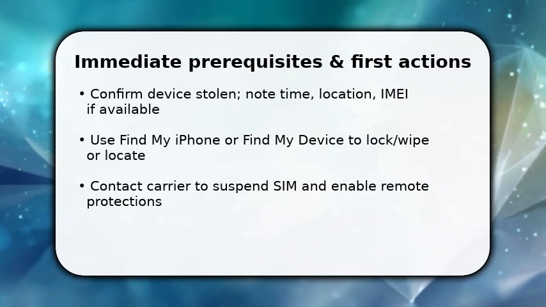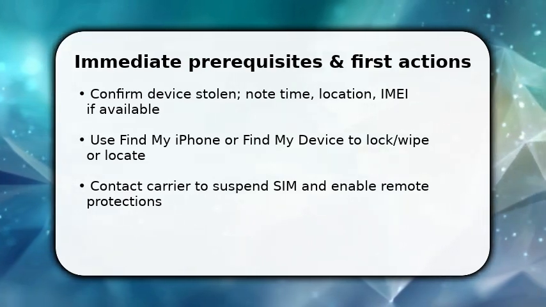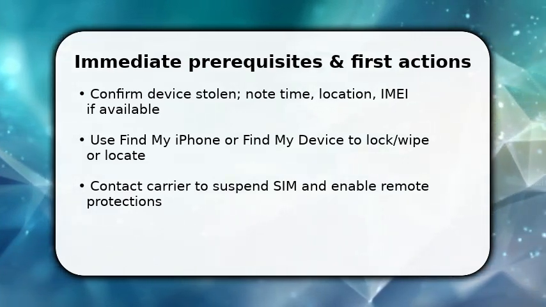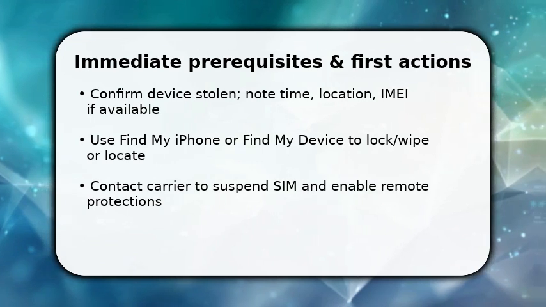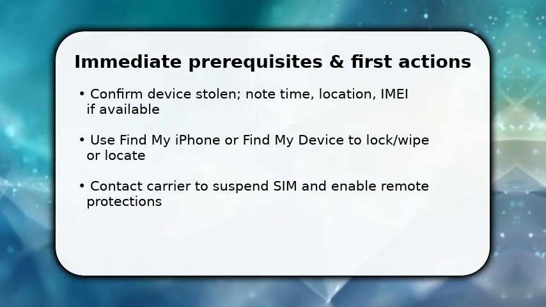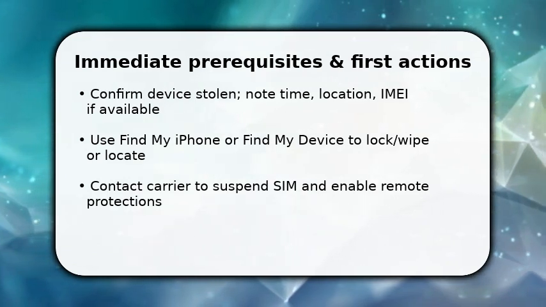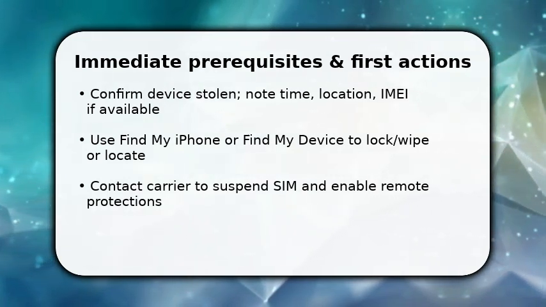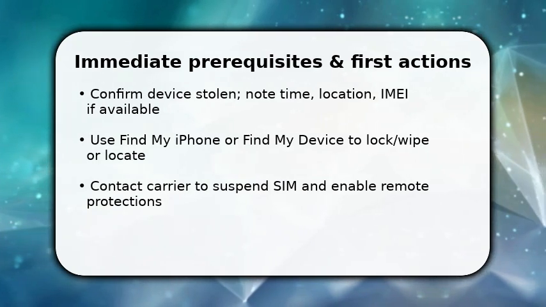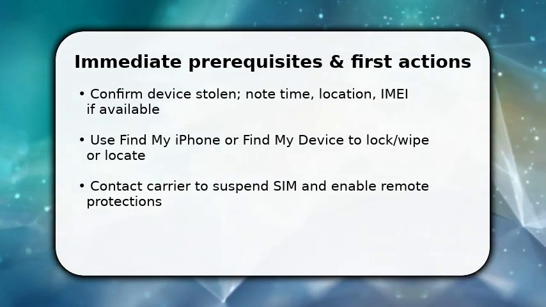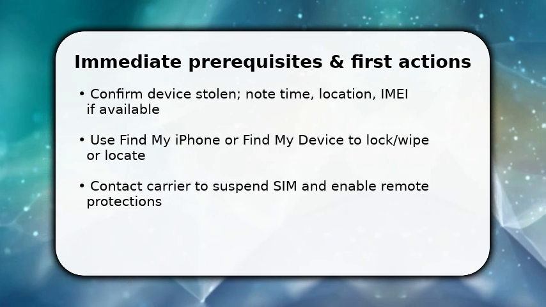You act fast. Log into your cloud account on a secure computer and verify last backup timestamps so you know what to recover. Once done, lock or put the stolen phone in lost mode via Find My iPhone or Find My Device to prevent new access. Make sure you call your carrier to suspend the SIM and flag the IMEI. This stops cloning and unauthorized data use.